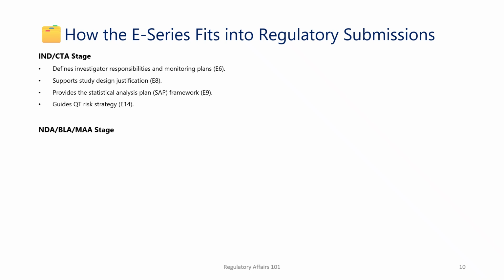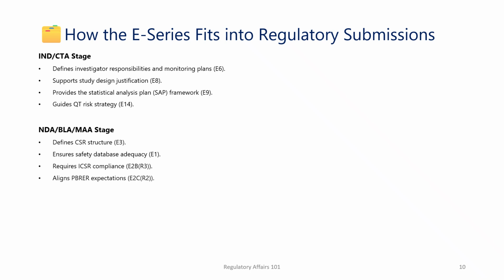NDA/BLA/MAA stage. E3 defines CSR structure. E1 ensures safety database adequacy. E2B R3 requires ICSR compliance. E2C R2 aligns periodic benefit risk reporting.